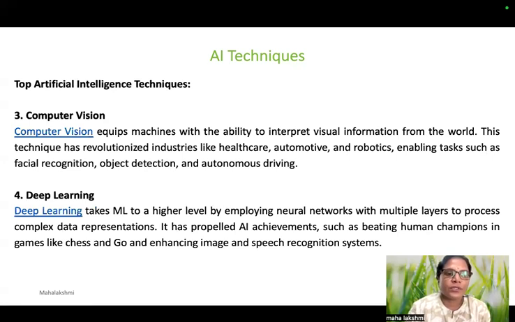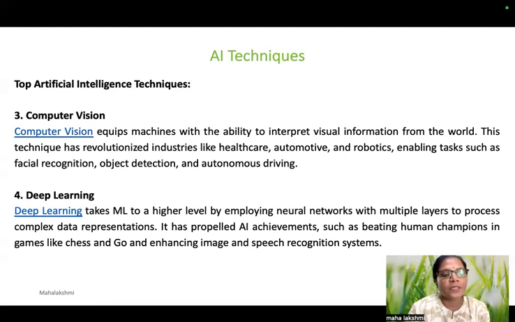Third is computer vision. The computer vision AI technique enables machines to derive information from the visual world. This technique has revolutionized industries like healthcare, automotive, and robotics, enabling tasks such as facial recognition, object detection, and autonomous driving as well. And finally, it is deep learning.